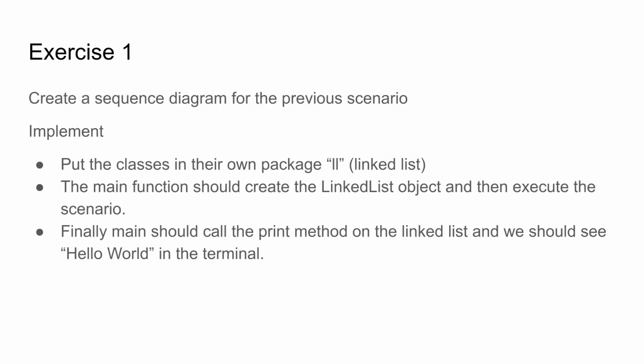This prompts us to the first exercise. Create a sequence diagram for the previous scenario. So we start with the empty list and we end with a list with two nodes in it. What is the sequence of messages that are sent in this case?